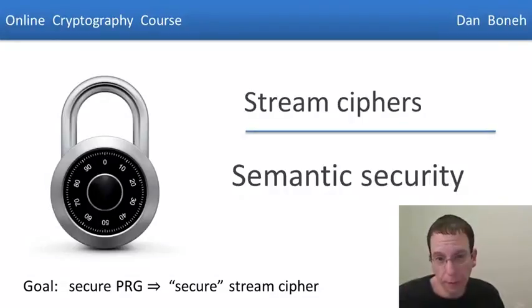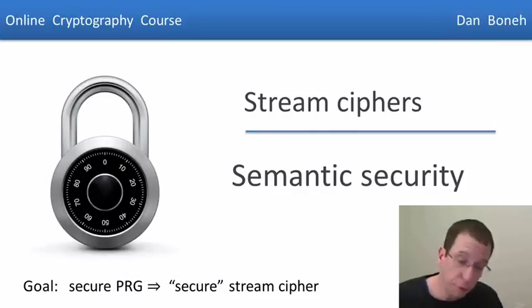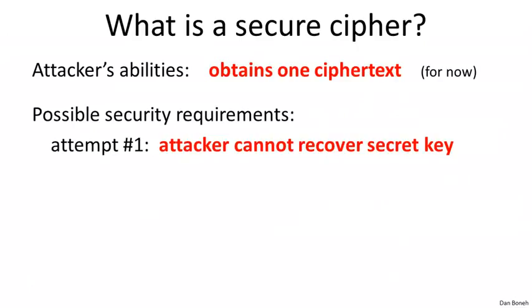My goal for the next two segments is to show you that if we use a secure PRG, we get a secure stream cipher. The first thing we have to do is define what it means for a stream cipher to be secure. Whenever we define security, we always define it in terms of what the attacker can do and what the attacker is trying to do.